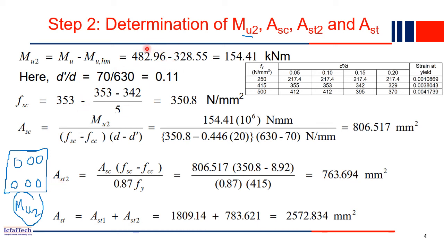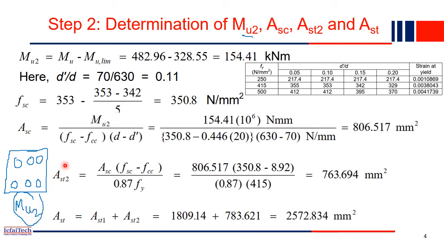But because of the singly reinforced section, how much can it take? The singly reinforced section can take 328.55. Now the remaining part, 482 minus 328, is 154 kilonewton meter. That much moment has to be taken care of by the doubly reinforced section, right? So this additional part has to be taken by this part, and we call it Mu2. That's what we discussed in the last slide.